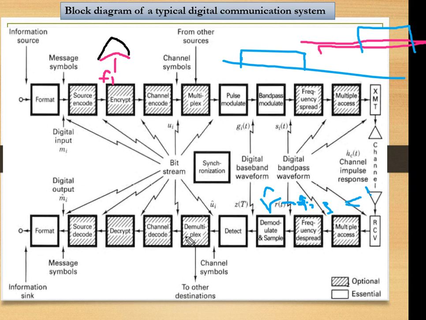After channel decoding, you need to do the opposite of encryption, which is decryption. And after that, you need to do the opposite of source encoding, source decoding, and then formatting, and this and that. As you know, the blocks which are hashed are optional, and the blocks which are not hashed are essential to making a communication system successful.